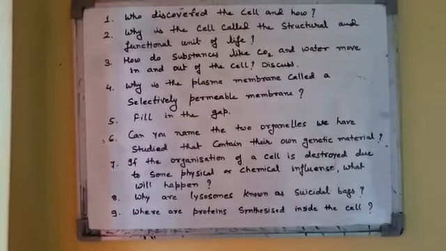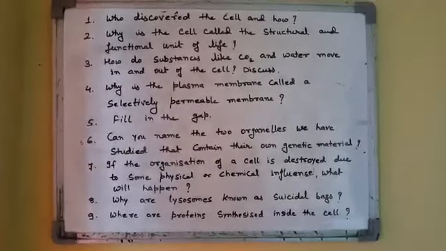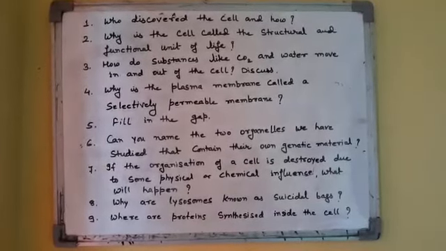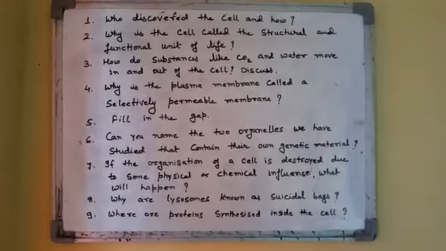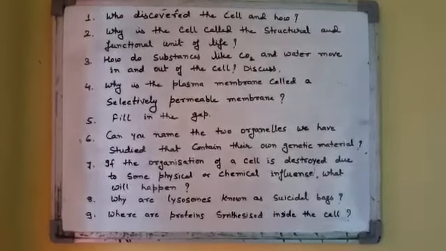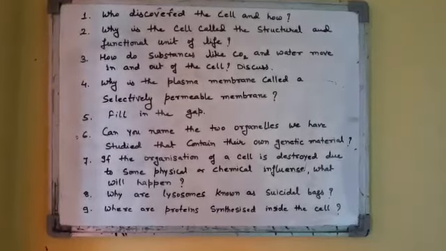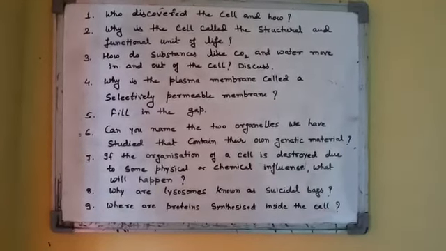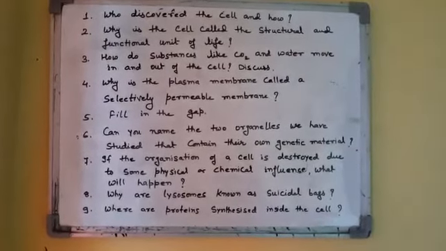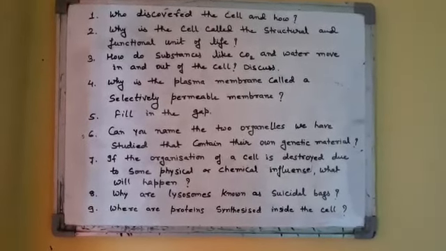The sixth question is, can you name the two organelles we have studied that contain their own genetic material? We have studied about two cell organelles that contain their own genetic material. Genetic material here refers to DNA. So in short, you have to name the two cell organelles which contain their own DNA. One is found in plant cells only, one is found in both plant and animal cells. So you have to write down the names.